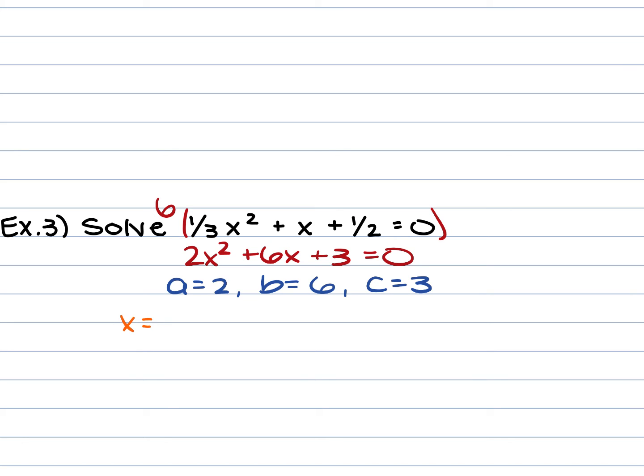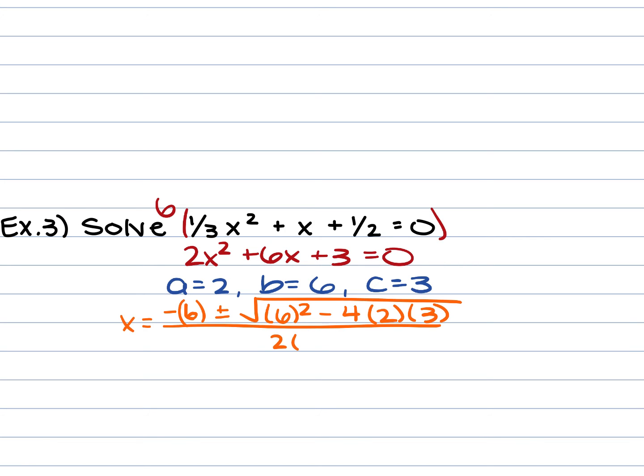So we plug these into our quadratic formula. We're going to have the opposite of b, which is the opposite of 6, plus or minus the square root of b squared, so 6 squared, minus 4 times a, which is 2, times c, which is 3, all over 2 times a, so 2 times 2. This is going to leave us with negative 6 plus or minus the square root of 36 minus 4 times 2 is 8 times 3 is 24 all over 4.